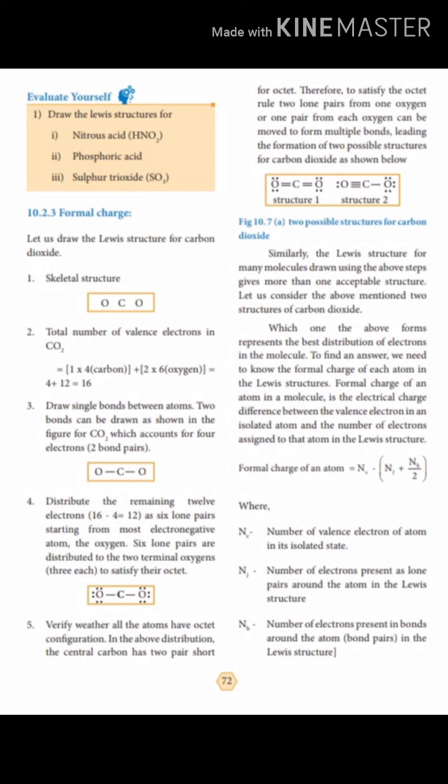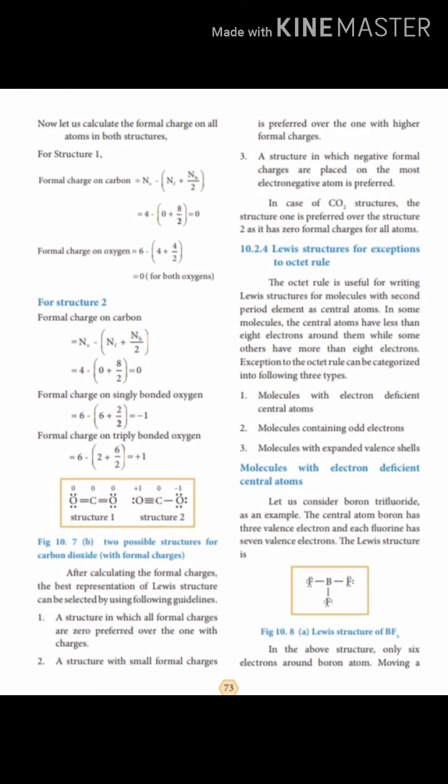Now, let us calculate the formal charge on all atoms in both structures. For structure 1, formal charge on carbon is Nv minus Nl plus Nb by 2. Nv means the electrons of the atom in its isolated state. So 4 minus 0 plus 8 by 2 is equal to 0. Similarly, for structure 1 it is equal to 0 for both oxygens.